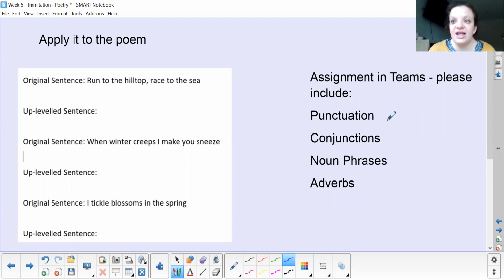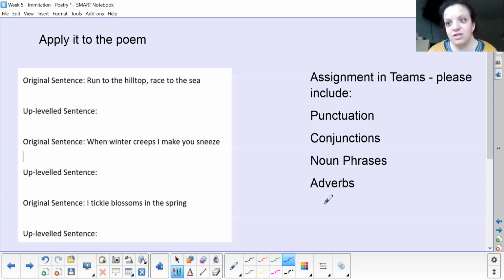Okay, or run to the hilltop, or else you won't see the beautiful view. Run to the hilltop when it is dark. So have a go up leveling these sentences as best you can using these 4 things: punctuation, conjunctions, noun phrases, and adverbs. Okay, so have a go at improving these sentences and using them to the best of your ability. Okay, just have a go today. You might want to put run to the hilltop and race to the sea. Okay, run to the hilltop when it's dark. Run quickly to the beautiful hilltop so you can see a wonderful view.